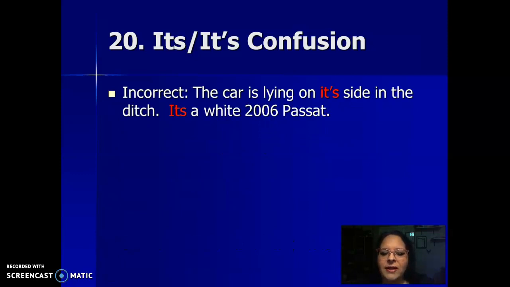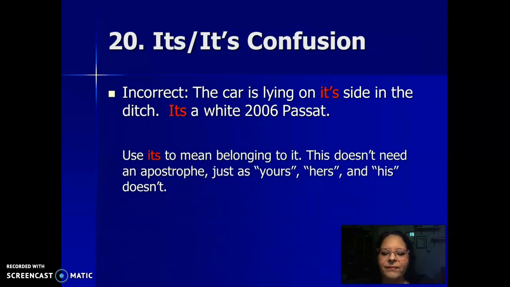It's a white 2006 Passat. Okay. ITS, its, is like yours, hers, his. They don't have an apostrophe S. So if it's ownership, like yours and hers and his, its does not get an apostrophe. Only if it's "it is" or "it has" does the its get the apostrophe.